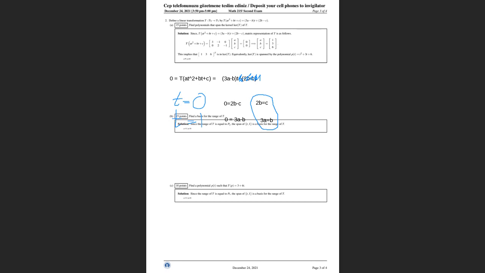So we could choose one of these numbers to be 1. Let's say we choose a is 1. If a is 1, then b must be 3. If b is 3, then c must be 6.